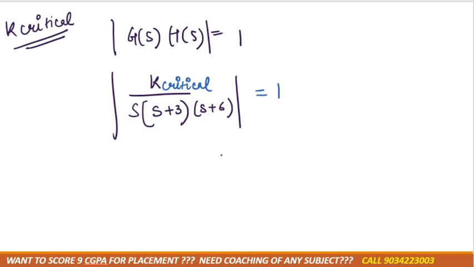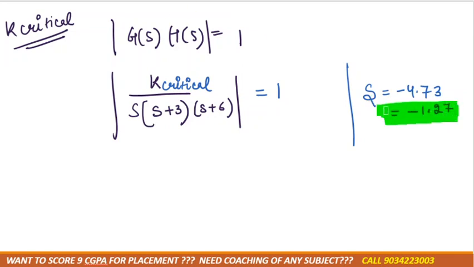Okay. So the S value we have already calculated from the breakaway points. Remember, we got one value as minus 4.73 and the other value as minus 1.27. Correct? So minus 1.27 is the value which we found on the real locus. So we'll consider this value only. Now let's put the value of S over here.